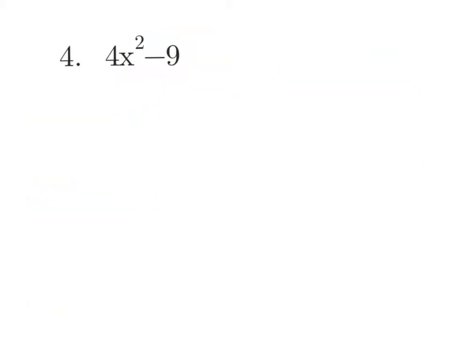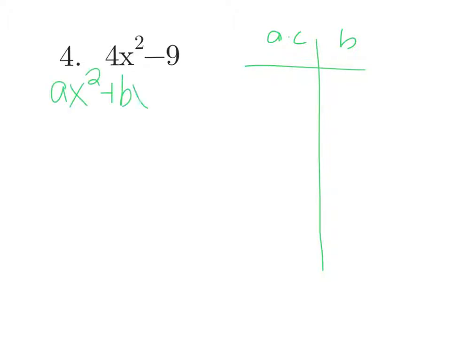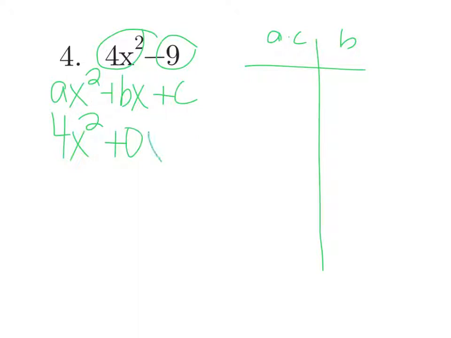Last one. Now this one's missing a term. You need to recognize what term it's missing. Remember we have ax squared plus bx plus c. It has the x squared and it has the c. So it's missing the b. So the problem actually looks like this.